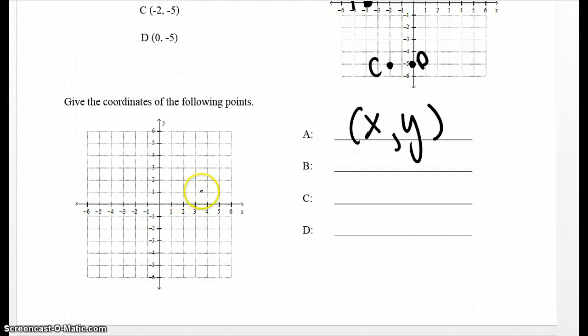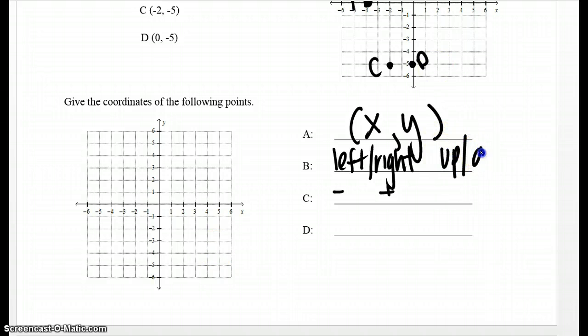And remember, X, you have to go left or right first. And if you're going left, it's a negative number, and right is a positive number. And Y is up or down. If you're going up, it is a positive number, and down is a negative number.